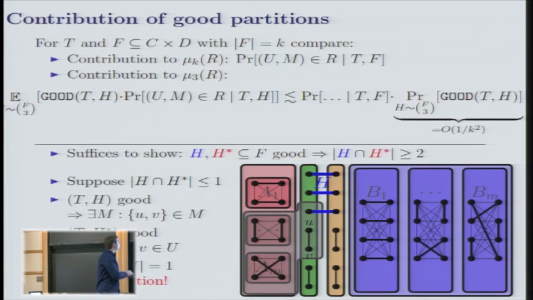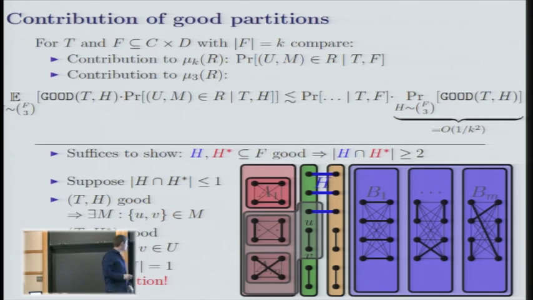Now, in other words, we just proved that if you look at the generic partition and the generic triple H, then the contribution that you get to this measure is about a 1 over k squared factor of what you get as contribution to the other. This is because the fraction of the family where every pair intersects in two is 1 over k squared.